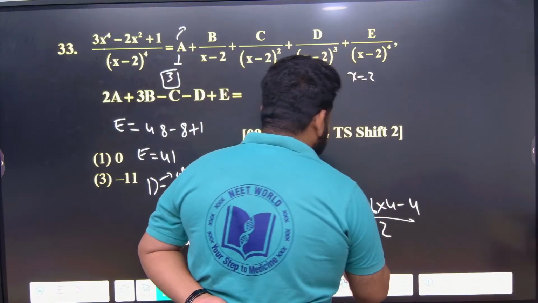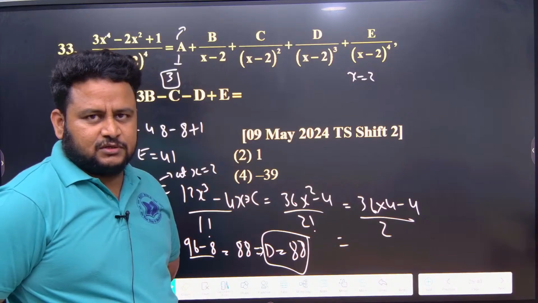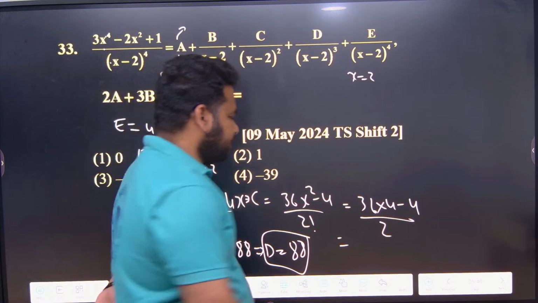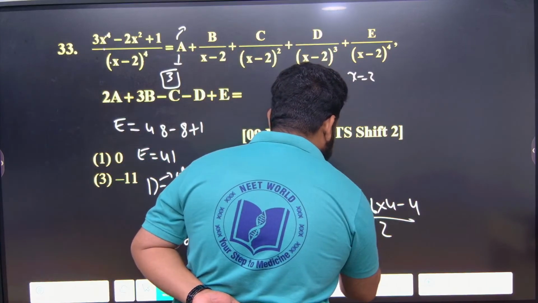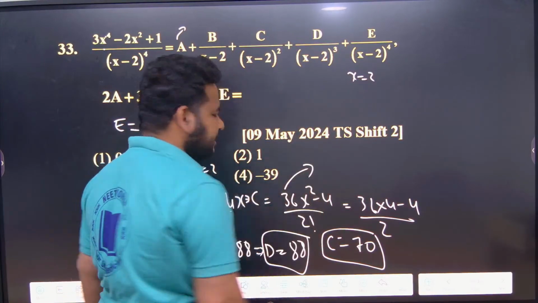So 36 into 4 is what? 30 into 4 is 120, 6 into 4 is 24, 144 minus 4 is 140. 140 by 2 is 70. I will get the C value as 70. Now differentiate this further and divide by 3 factorial.